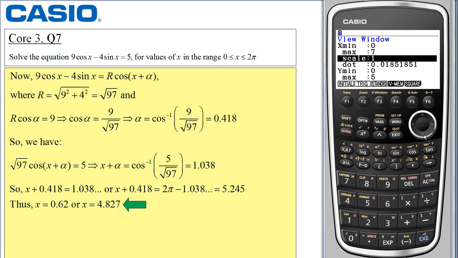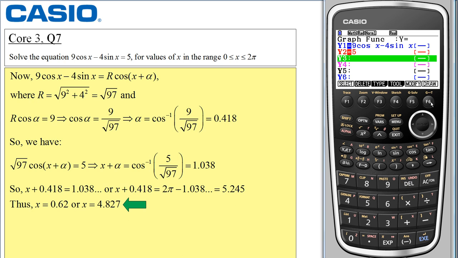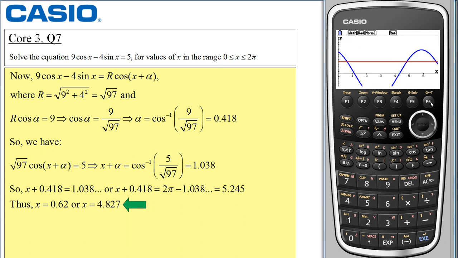Okay, and if I go down to the y minimum, perhaps I'll change this to minus 5 and the maximum to something bigger, say 15. If I select execute twice and F6 to draw, okay, I can now see points of intersection more clearly, and so I'll select F5 for G-solve.